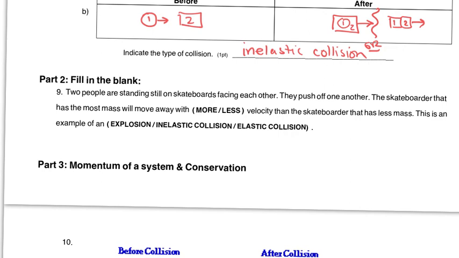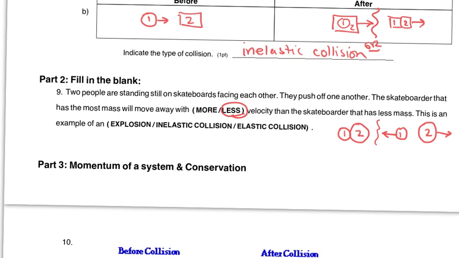So after reading this the first time, I know that I've got 2 skateboarders. They're facing one another, and they're touching one another, and they're not moving. Then they push off one another. Object 1 obviously goes this way, and object 2 is going to go that way. So which one's going to go faster, which one's going to go slower? It says that the skateboarder that has the most mass will move away with more or less velocity. If it has more mass, it's going to need less velocity. So this is going to be less velocity.